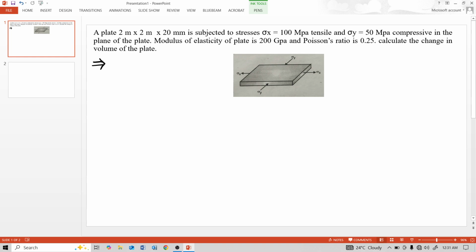First write the given data. Length of that plate is the same as breadth of that plate, 2 meter, and in mm, 2000 mm. This is the length of the plate and this is the breadth of the plate, and thickness of that plate is 20 mm.